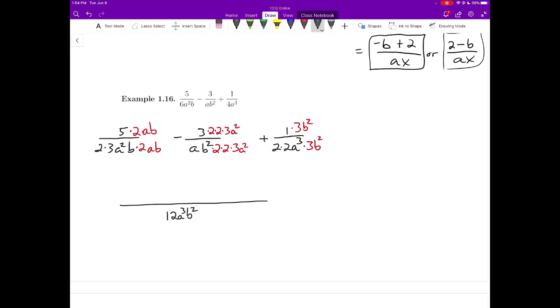And now I'm going to bring down these products that we have up top, as well as the operations between them. So our first product is 10ab. We're going to subtract the next product, which is 36a squared. And we're going to add the last product, which is 3b squared. And that's as far as we can go here.